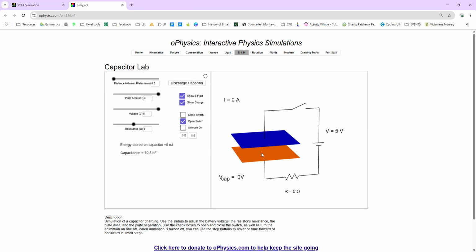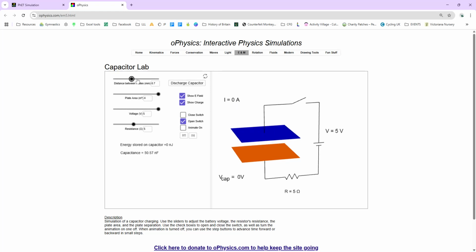In this simulation, we can see a capacitor connected to a cell with a resistor in series. We can see the capacitance. The circuit is open and the capacitor is discharged, so there is no energy stored. The circuit is open, so there is no current flowing. And because the capacitor is discharged, there is no voltage across it. This is the voltage of the capacitor.